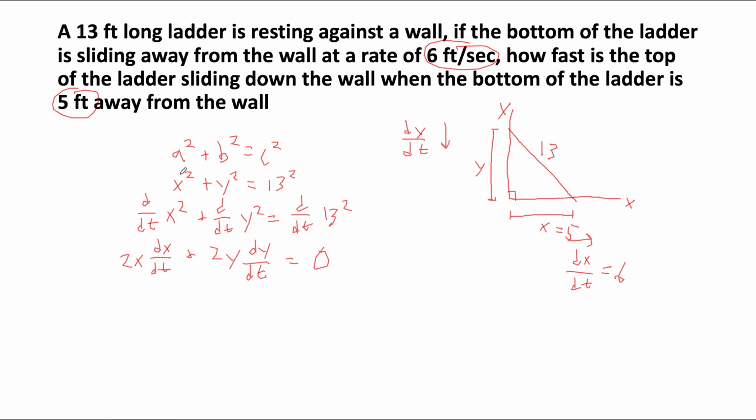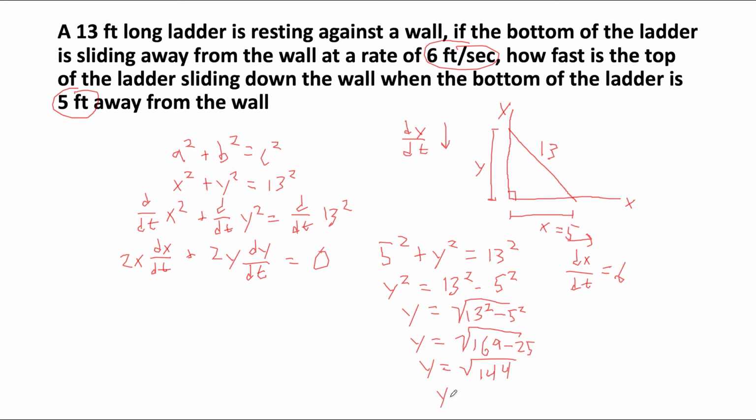So we know that at this point in time, the ladder is 5 feet away from the wall, so x must equal 5. And from that, we can figure out what y is, because 5 squared plus y squared must equal 13 squared. Remember, we just plugged in 5 for x. And now we know y equals 12. Now we have everything except for dy/dt, so we can plug that in.